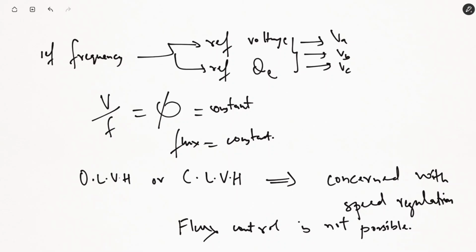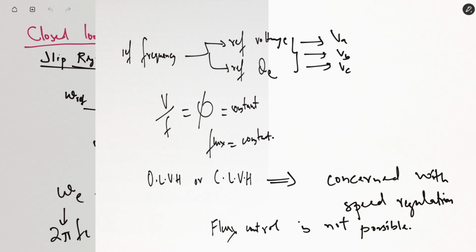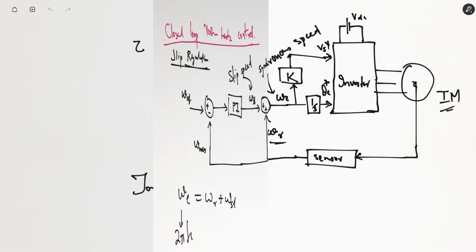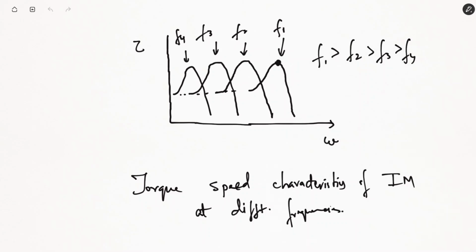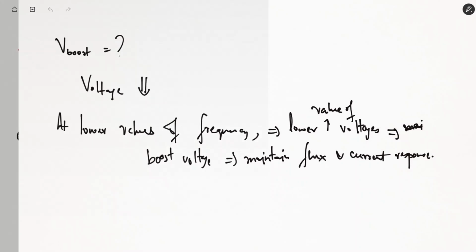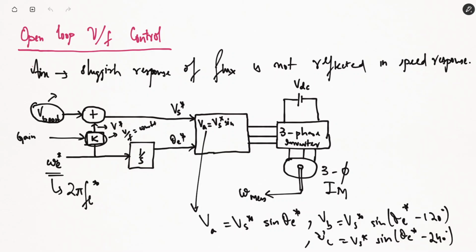So this is about open loop voltage control and closed loop voltage control. Simply, you have a reference frequency value. From the reference frequency value, derive the reference voltage in such a fashion that the ratio V by F remains constant. So once you have V and theta E values, you can obtain VA, VB, and VC. They are the three-phase voltages that you can use to feed the induction motor.